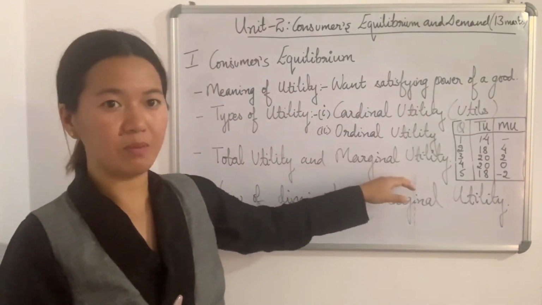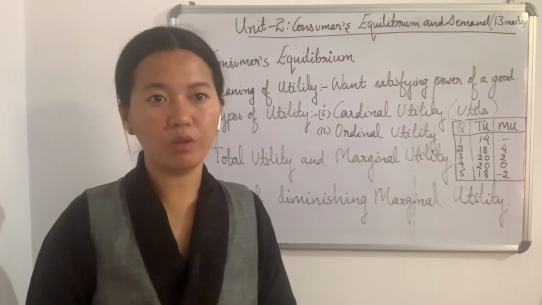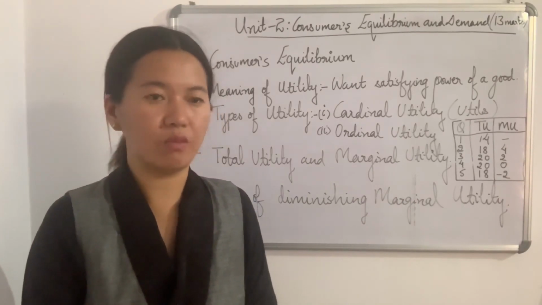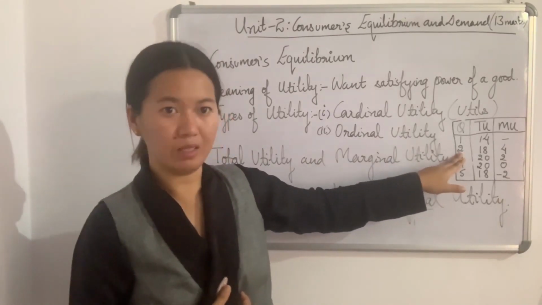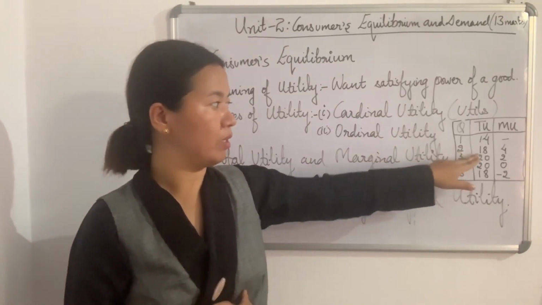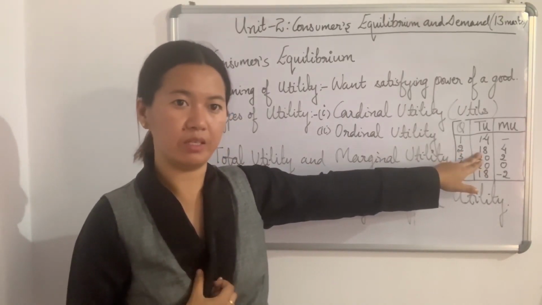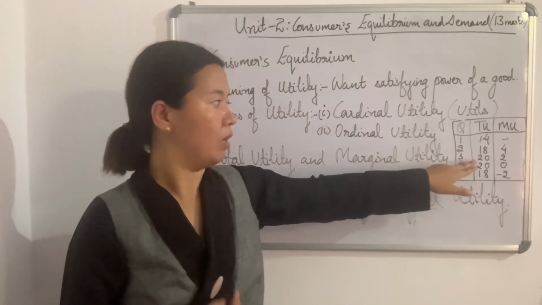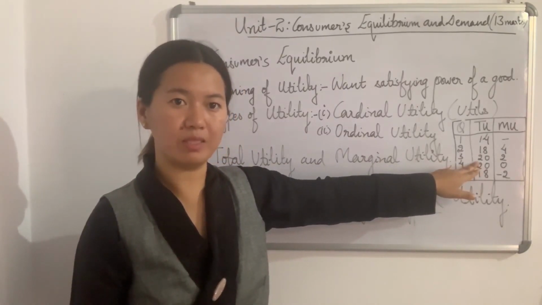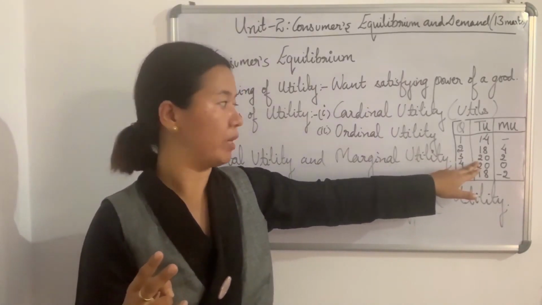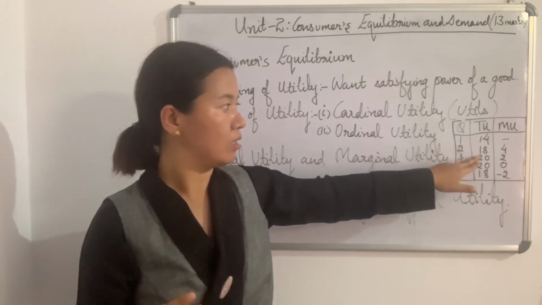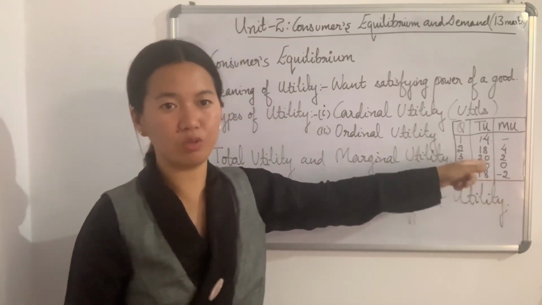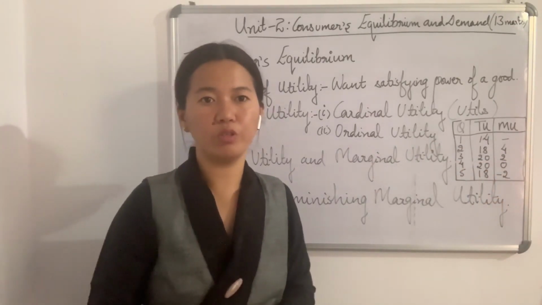And marginal utility means an additional unit. When you consume 1 more unit of apple, how much additional satisfaction do you get? For example, when I consumed 2 apples, I got total satisfaction of 18. But when I consumed one more apple, that is the third apple, my total satisfaction is 20, which means that my satisfaction has increased by 2 utils. That 2 utils is marginal utility. That is the additional utility which you receive when you consume 1 more unit of apple.